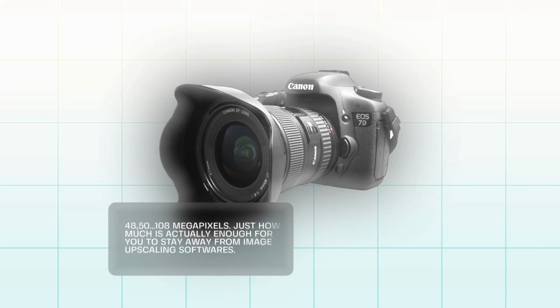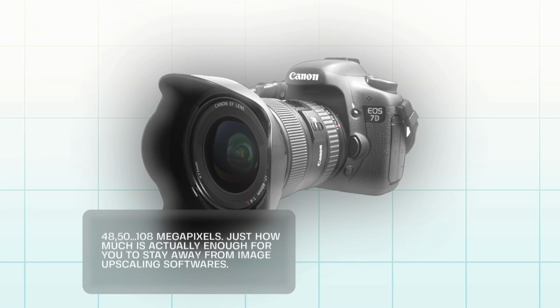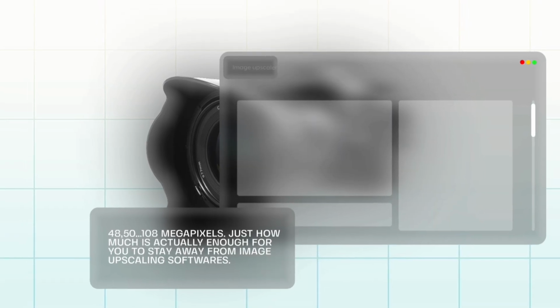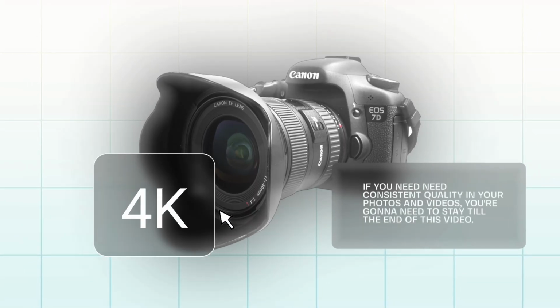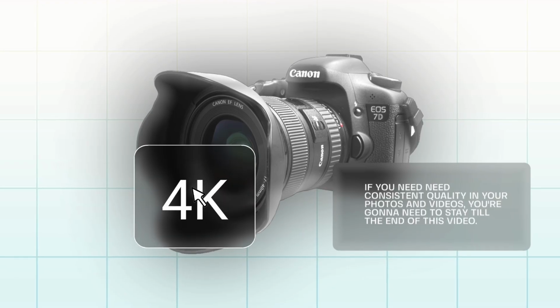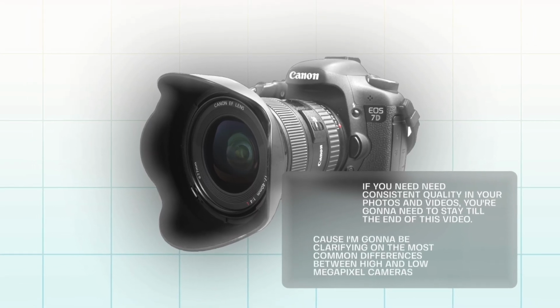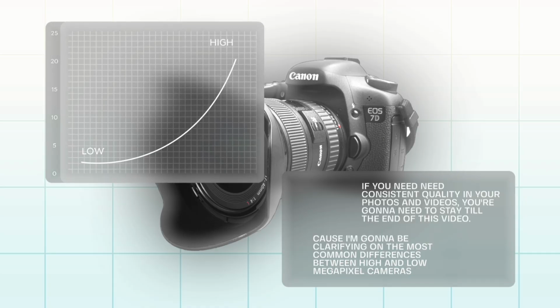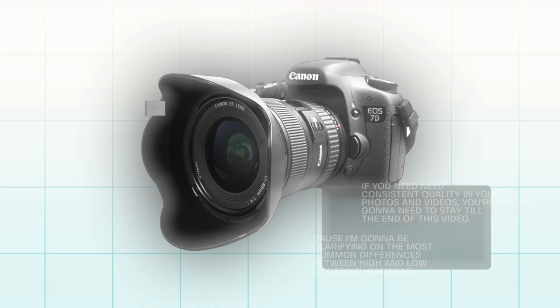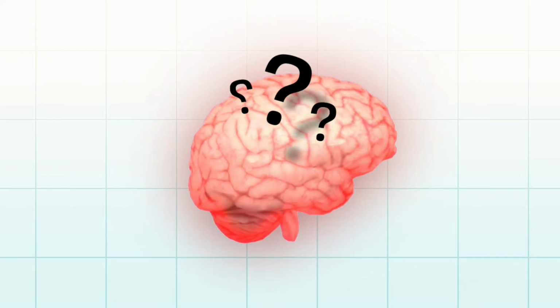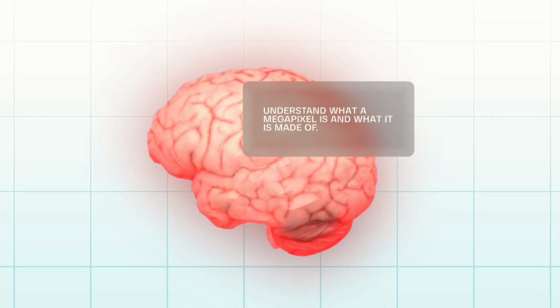48, 50, 108 megapixel. Just how much is actually enough for you to stay away from image upscaling software? If you need consistent quality in your photos and videos, you're gonna need to stay till the end of this video, because I'm gonna be clarifying the most common differences between high and low megapixel cameras. But first of all, we're gonna need to understand what a megapixel is and what it is made of.